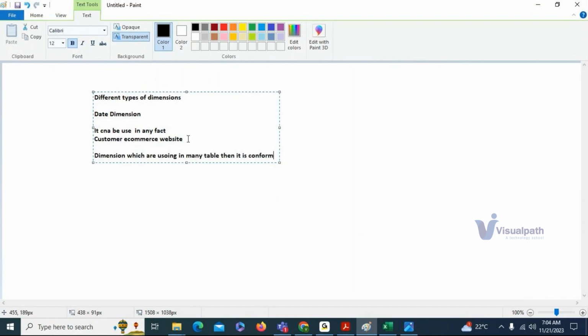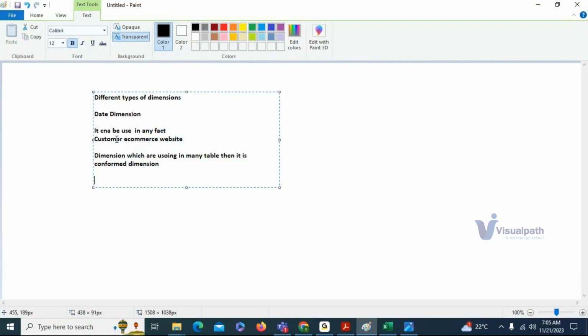Date, customer, and let's say item, are conformed dimensions. Let's say manufacturer. You may not need manufacturer in every fact table, so that cannot be classified as a conformed dimension. So you need to be aware of this. What is a conformed dimension? The dimension which you tend to use in multiple fact tables is called a conformed dimension.